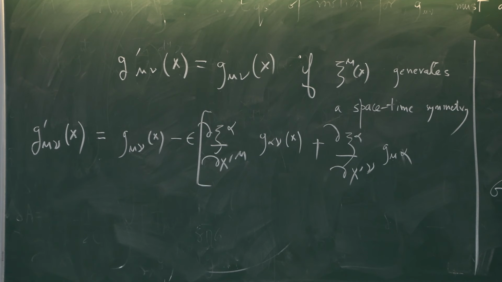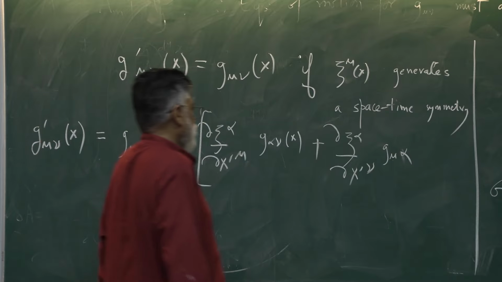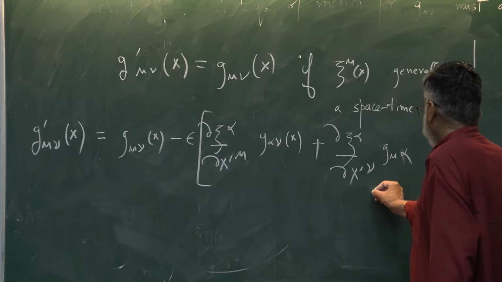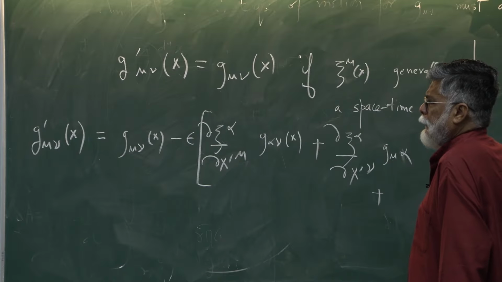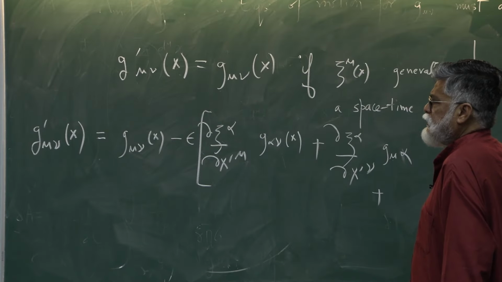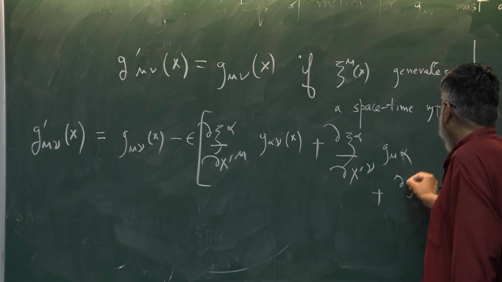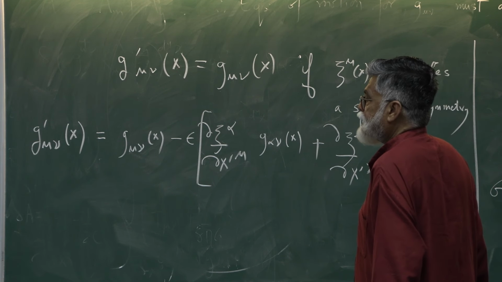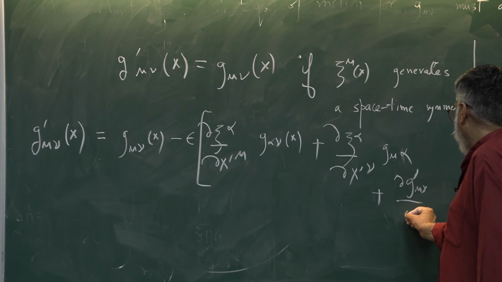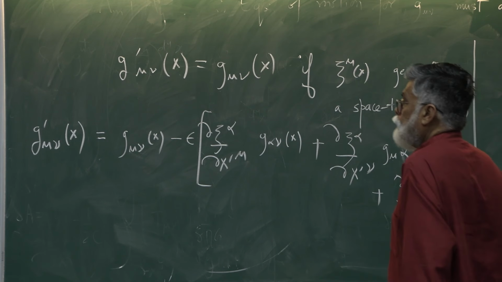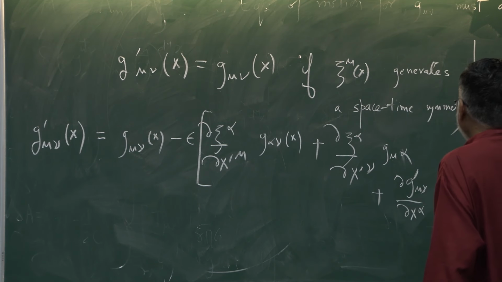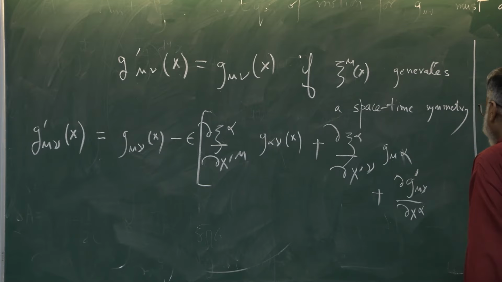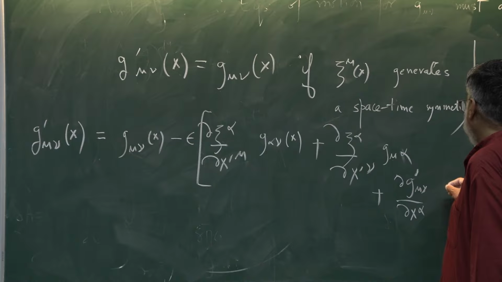Now what has happened is I am taking this Taylor expansion term to the other side. It is minus, but because I have taken minus epsilon, it will be plus. Plus del g prime mu nu by del x alpha, xi alpha. By the way, this is a prime, no? Del g prime mu nu, xi alpha.